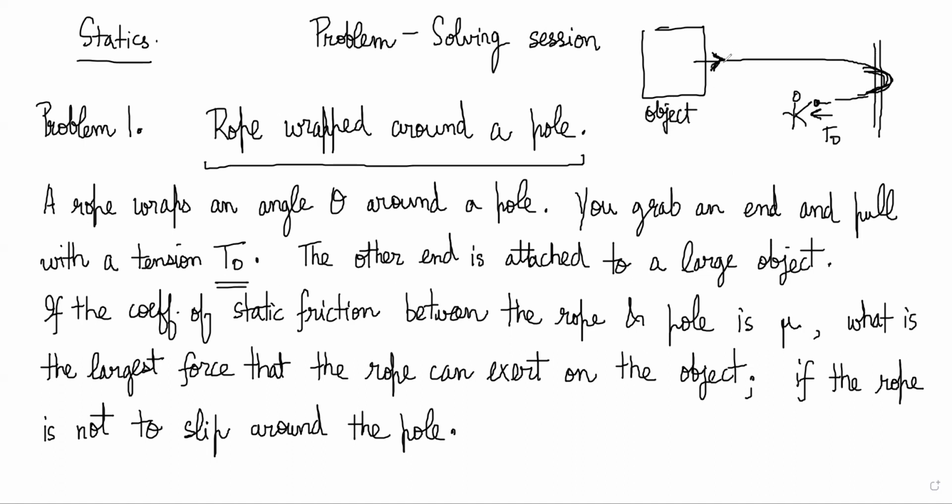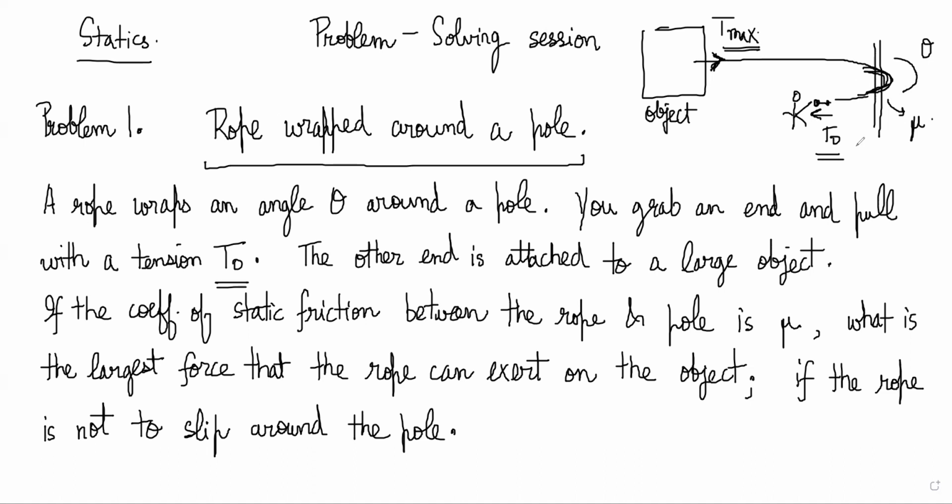Basically, the tension on this end, what is the maximum tension? If you can find the maximum tension here, that is the maximum force. And you are pulling the rope from this end with a force of T naught, and it is going around a pole and describing an angle theta around the pole, and the coefficient of friction is mu, and the rope does not slip on the pole. Rope is not slipping on the pole. So that is the setup, right?